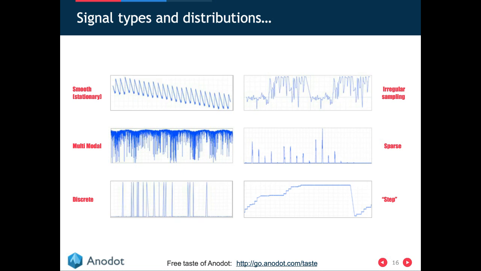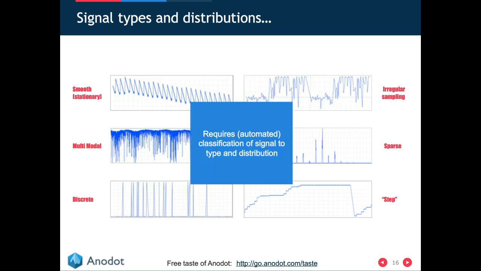So you have metrics that are very irregularly sampled. So it's missing data, it's missing samples, but it's not really at random. It's okay that they're missing samples. That's really the way they behave. Multimodal distributions, sparse distributions, stepwise signals, discrete signals. So if you really want to have an accurate normal behavior model, you have to look at all these signals and classify them automatically, because nobody can do it at large scale manually. Classify these signals to their type and the right distribution that fits them.